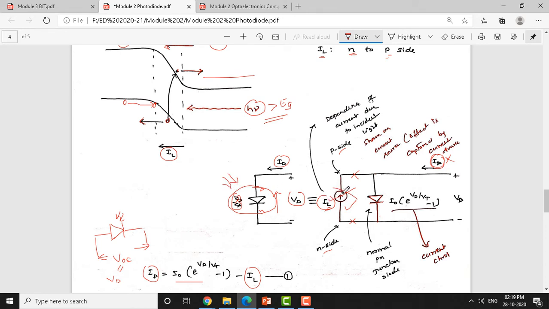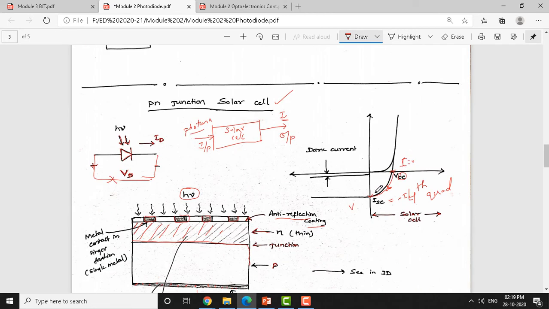When you move from the fourth quadrant to the first quadrant, as you are seeing in these characteristics, that means you are moving from reverse to forward. That means in this curve the current will become almost equal to the forward current. Because IL and ID are opposite in nature, IL is negative and ID is positive here. When you move from reverse bias to forward bias, this current will be suppressed and this current becomes dominant. So, therefore, the current due to the incident light follows the forward characteristics.